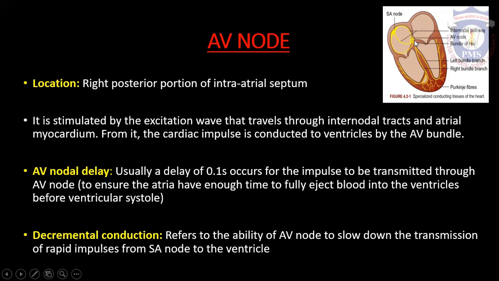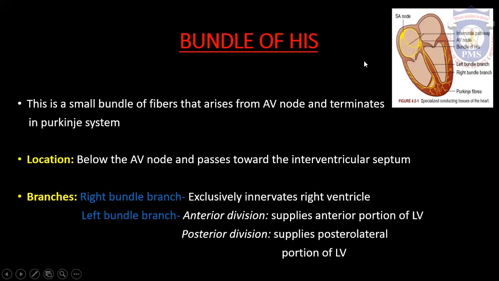Now, AV nodal delay: there is a delay of 0.1 second for the impulse to get transmitted through the AV node. It is for ensuring the proper ejection of blood from the atria into the ventricle before the ventricle contracts. Now, decremental conduction: this AV node has control over the SA node to limit the number of fast impulses, and that is called decremental conduction.